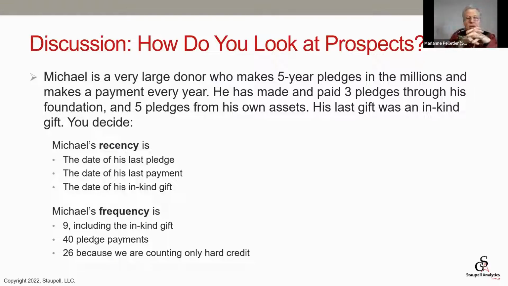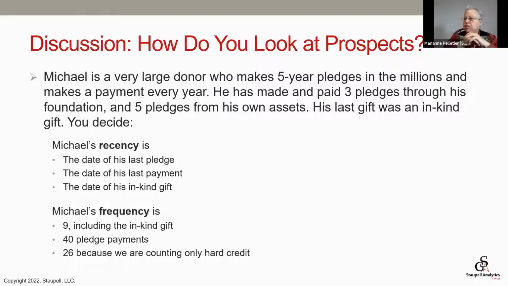So you don't have to. But let's take a look at this discussion. Here's Michael. He's a very large donor. Think of him as a something-dollar prospect. He makes a 5-year pledge in the millions, or whatever super duper is for you, and he makes a payment every year. He's made and paid 3 pledges through his foundation, 5 pledges from his own assets, and his last gift was in kind.